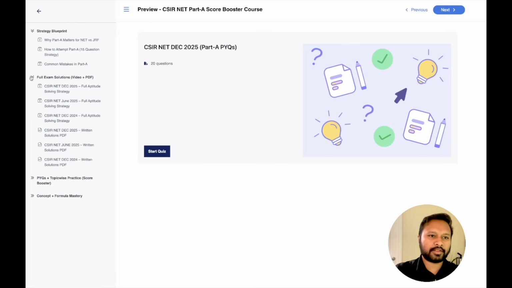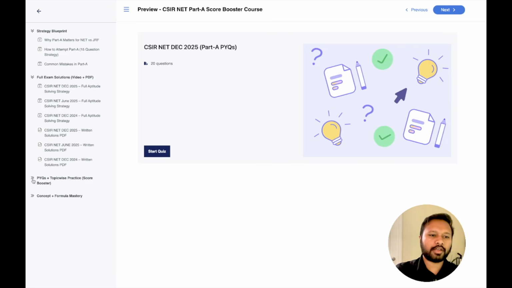The next thing is you have the full exam solutions, as I said. There are solutions of the CSIR December 2025 full aptitude part, then the June 2025 full aptitude part, and December 2024. And these are not only video solutions, but they also have solving strategy involved. So what strategy you have to apply to solve these questions is also included in this.